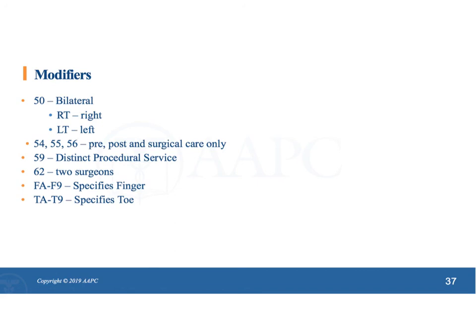Fingers and toes can be specified individually. FA is left hand thumb. F5 is right hand thumb. The other designations, FA through F9, are used to list all of the fingers. TA through T9 list all the toes.